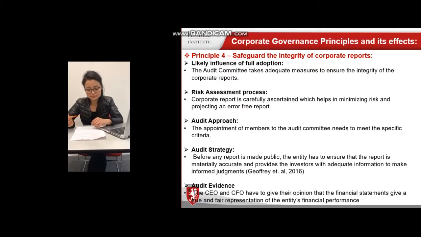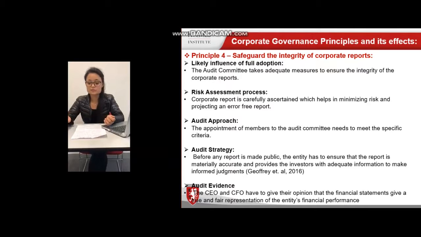In the risk assessment process, the reports are carefully ascertained, which minimizes the risks and also helps in providing error-free reports. In the audit approach, the members should meet all the specified criteria, whereas the internal and external auditors' individual performance is decided by the audit committee.